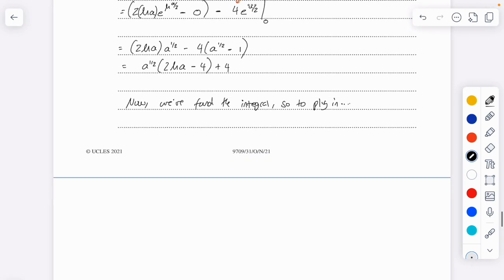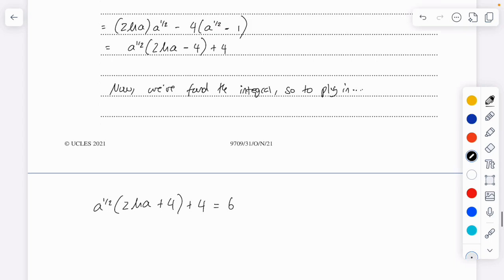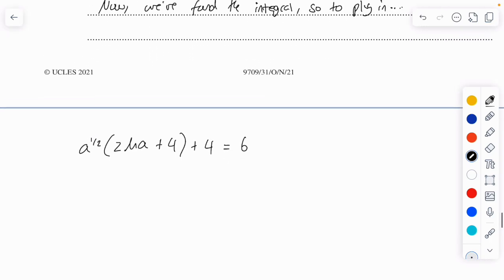Okay, so if we plug in now, we get 8 to the half, 2 ln a plus 4, plus 4, that equals 6. Okay. Which means then, if we take this down, we get 8 to the half, 2 ln a plus 4, okay, is equal to 2.